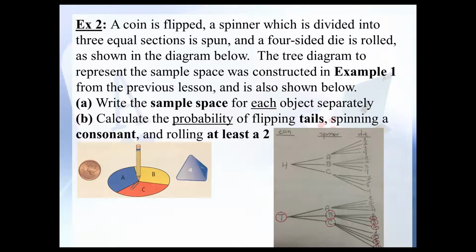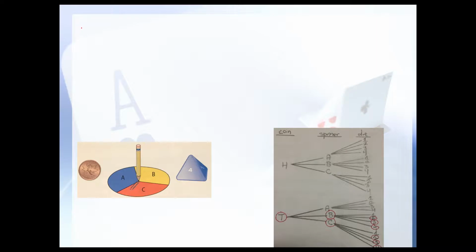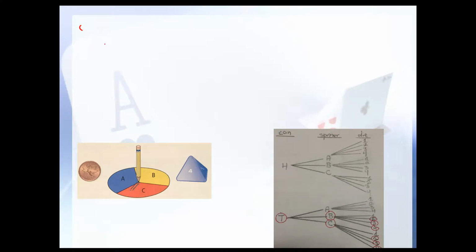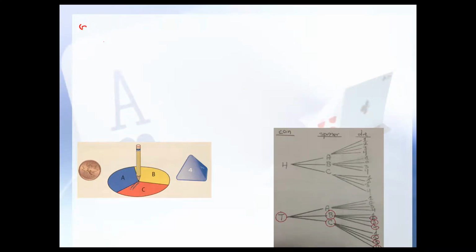Okay, so it says A, write the sample space for each object separately. Let's do that up here. Sorry, there are buttons at the top of my tablet that my fingers keep accidentally hitting whenever I go to the top of a page and write something. Not that you actually care about why that's appearing, but I thought I'd tell you anyways.